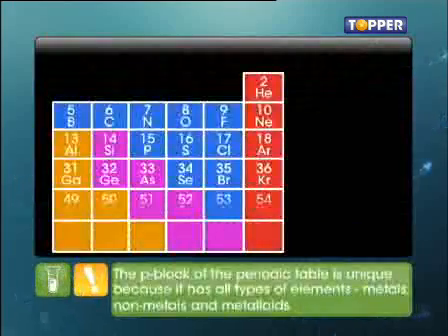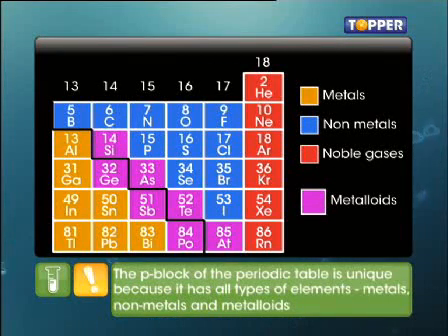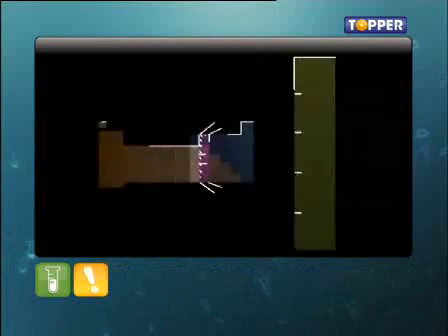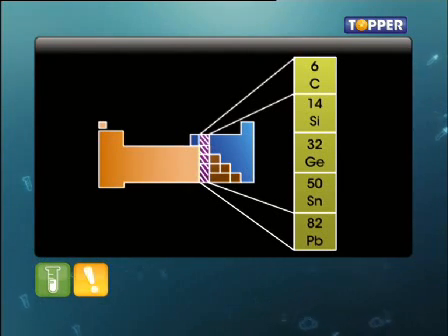Let's unravel the mystic chemistry of group 14 elements of the p block. Recall that the p block consists of 6 groups, group 13 to 18 in the periodic table. The p block is unique because it has all types of elements, that is, metals, non-metals and metalloids in it. Group 14 of the periodic table consists of 5 elements: carbon, silicon, germanium, tin and lead. All these elements are considered to be members of the carbon family.